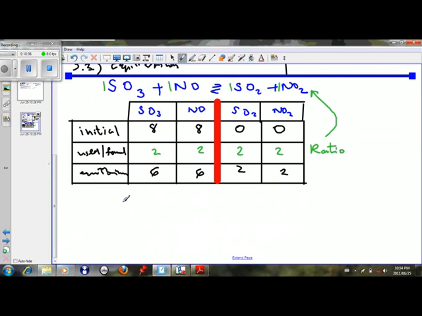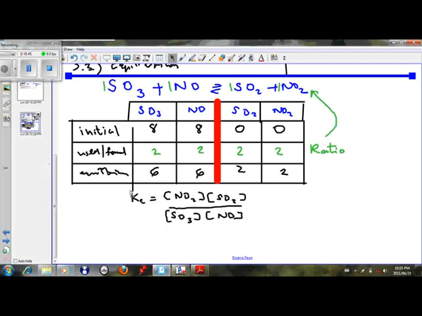Now, Kc value, as you know, if we just write down our Kc equilibrium expression, concentration of products, which is NO2 to the power of its coefficient, which is 1, and SO2 to the power of its coefficient, which is also 1, divided by the concentration of reactants, SO3 to the power of 1, and NO to the power of 1. Now to work out our concentration, I did not do it here. So what we have to do is take our number of moles that are given, and from the number of moles we can work out our Kc value.